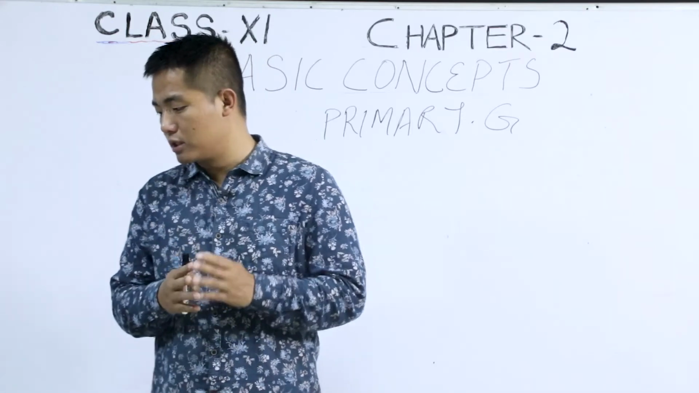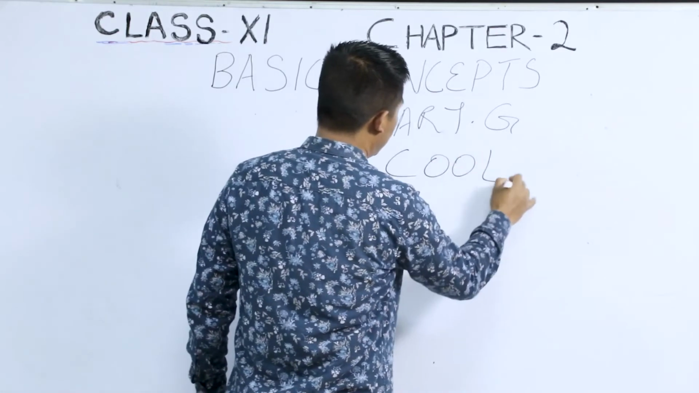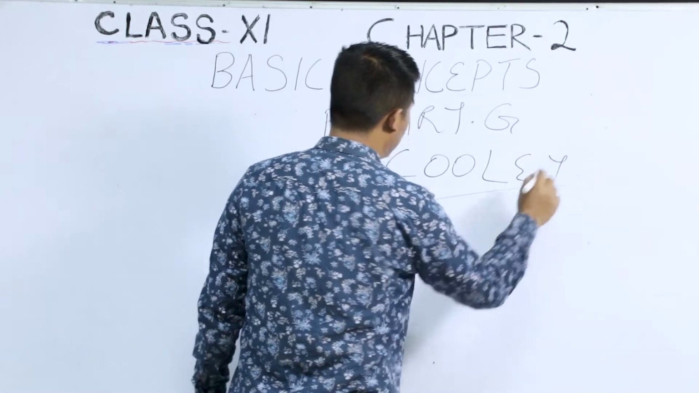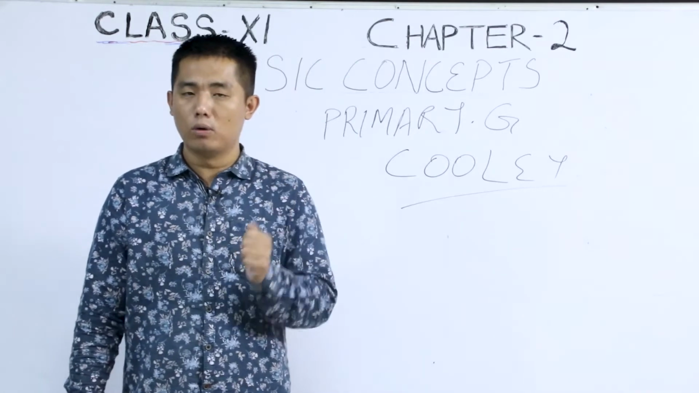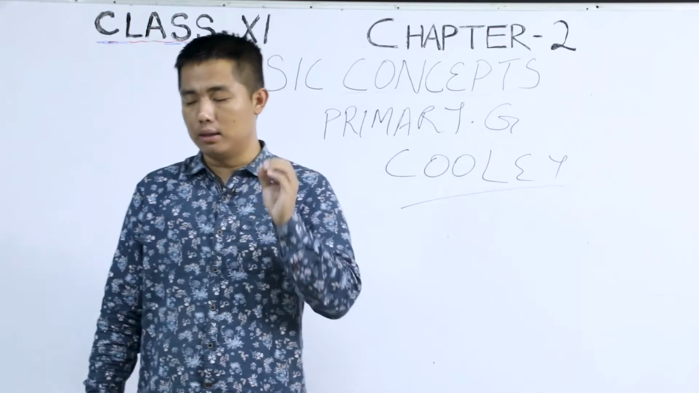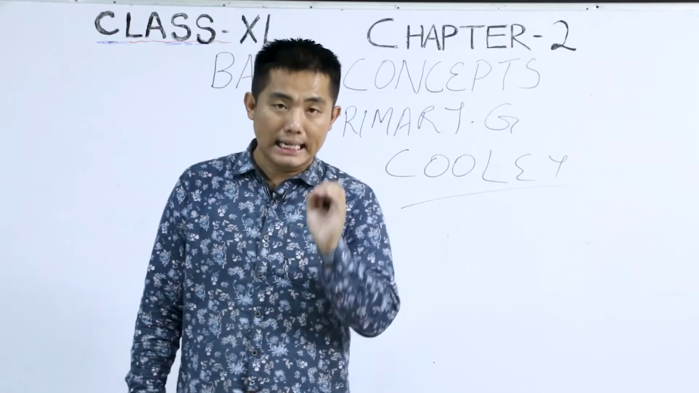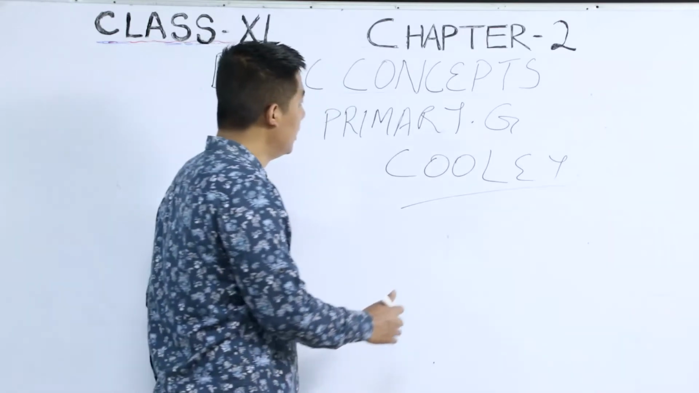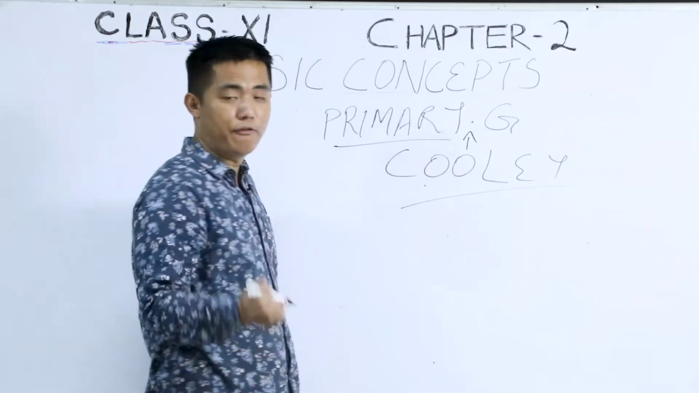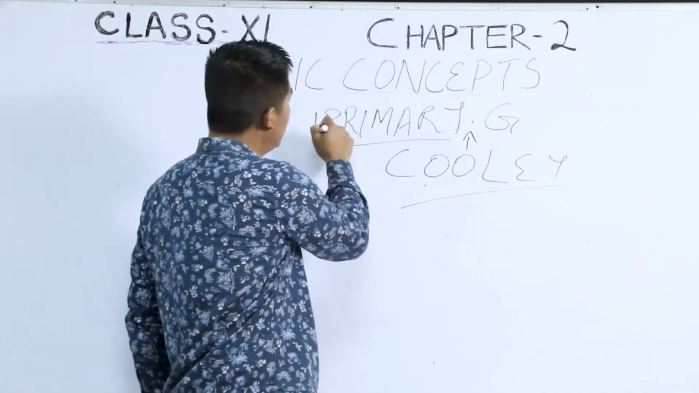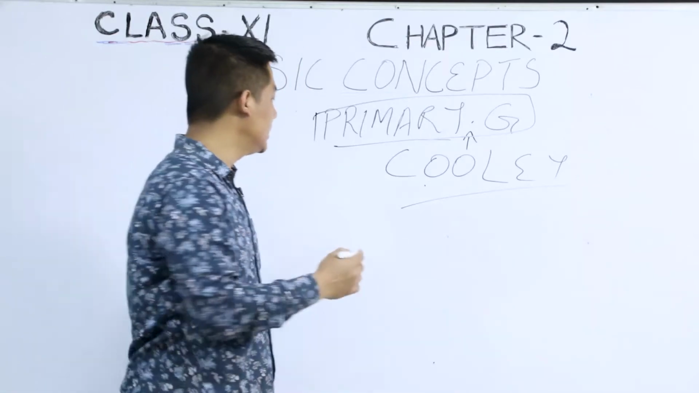There is a person called Cooley, C-O-O-L-E-Y. Now, Cooley has given some very different descriptions, five basic characteristics about the primary group. What are they? The first point is face-to-face interaction.